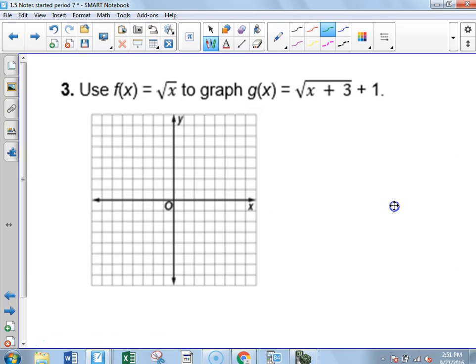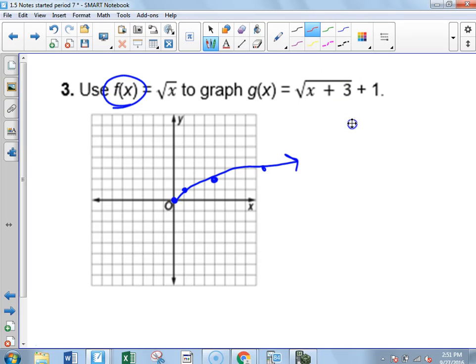Okay, let's try this one real fast. Anybody remember what this parent function looks like? 0, 0. What are some other perfect squares? 4, 2. I don't even think 9, 3 would fit on the graph. It's just off the graph. 1, 1 is an ordered pair on there. I didn't draw that very well, but you get the idea. And this is a nice, easy one.